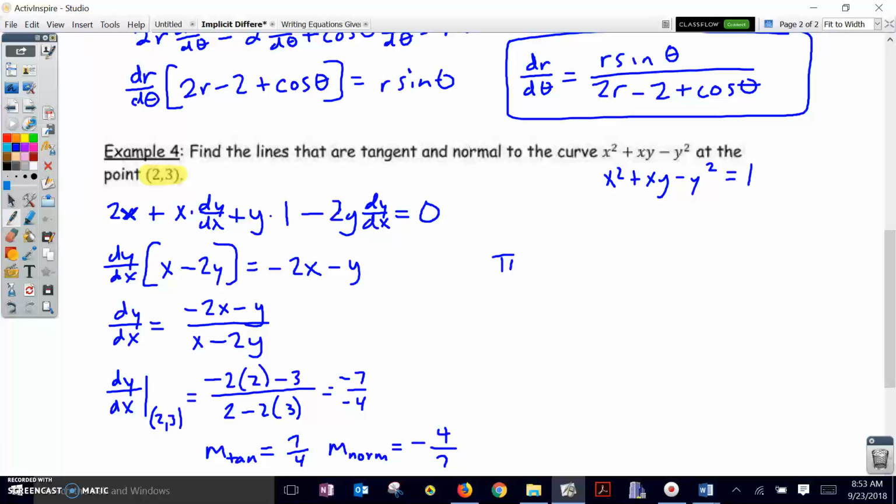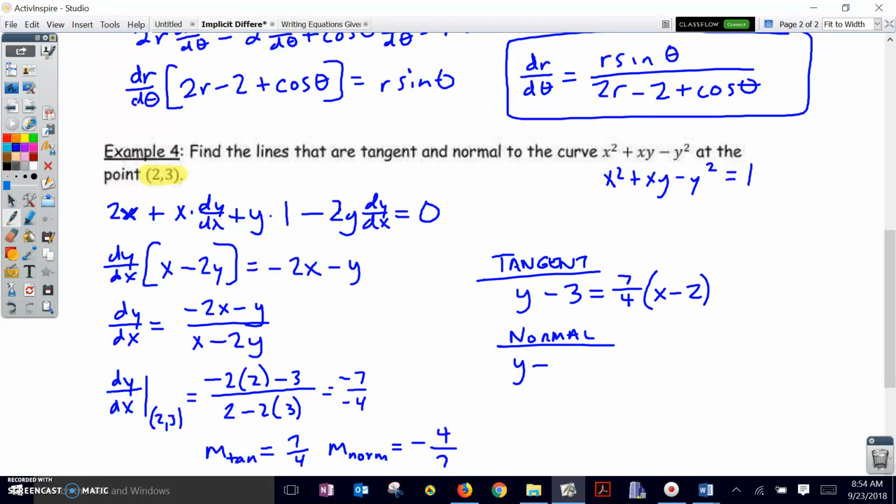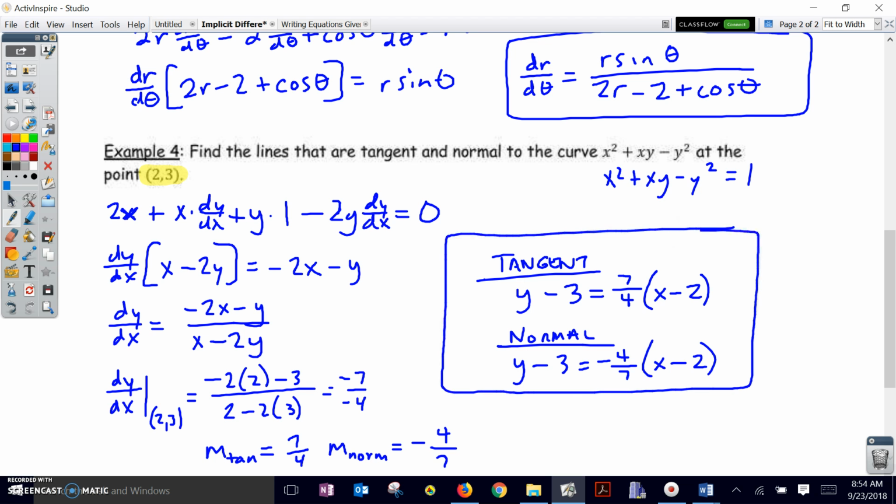And now I can write my two equations. My tangent line is going to be y minus 3 equals 7/4 times the quantity x minus 2. And my normal line is going to be y minus 3 equals negative 4/7 times the quantity x minus 2. And there are our equations for our tangent and normal lines using implicit differentiation in this context.